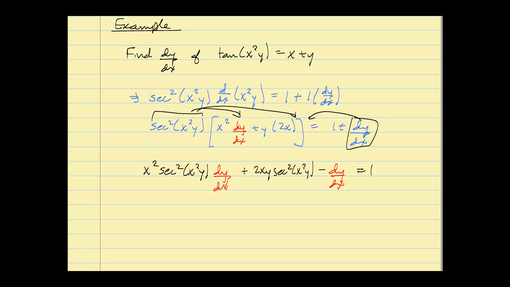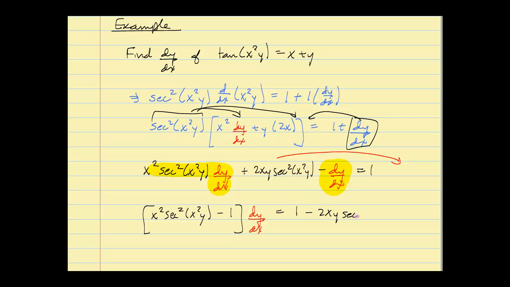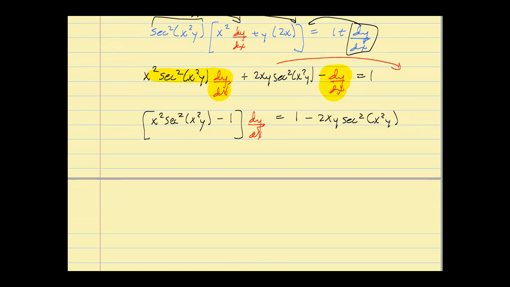Next thing I'll do is I'll gather my like terms. So I'm going to gather my dy/dx's, and then I'm going to take this piece and move it across. So in gathering my dy/dx's, it looks like I have x squared secant squared of x squared y minus 1, times dy/dx. Because if you factor a dy/dx away from a negative dy/dx, you're left with a minus 1. Equals 1, and I'm going to subtract this across, 2xy secant squared of x squared y. And if you're not sure on the algebra, go through and show these step by step.